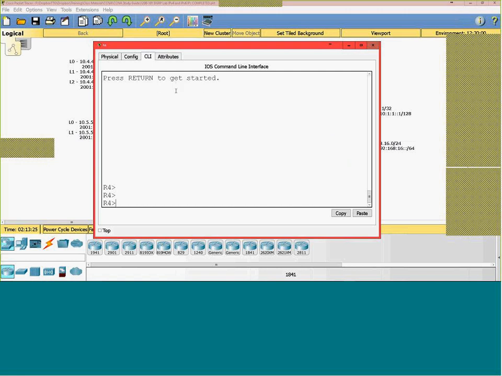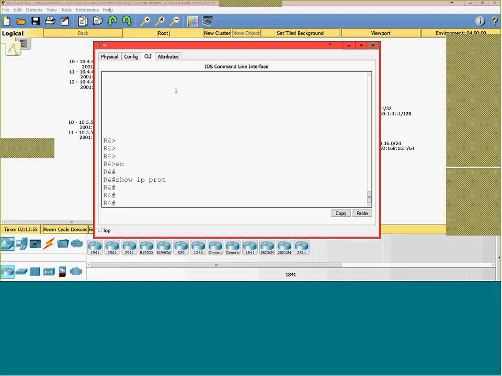So I'm in router number 4. And the first thing I'm going to do, and this is typically what I would do in the real world as well, is a show ip protocols. I want to do that because I want to make sure that I'm not already running any other routing protocol, because there might be a conflict potentially if I am. Clearly I'm not, because show ip protocols shows me that I am not running any routing protocols.